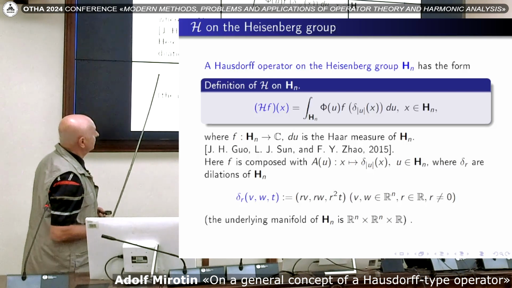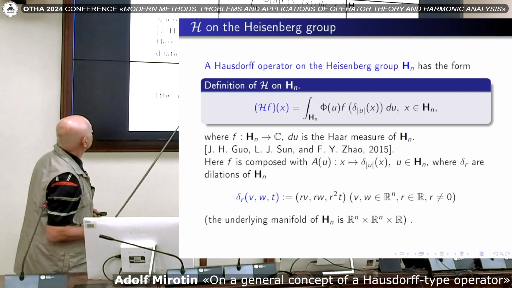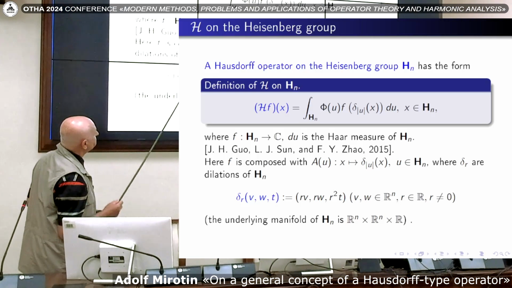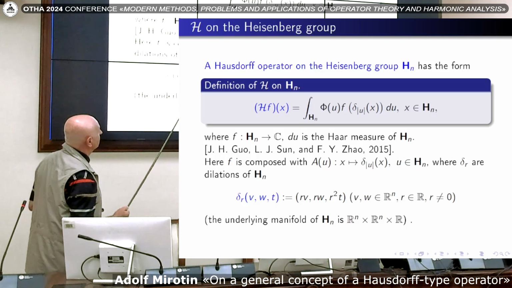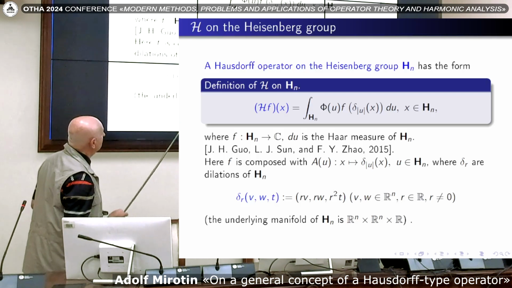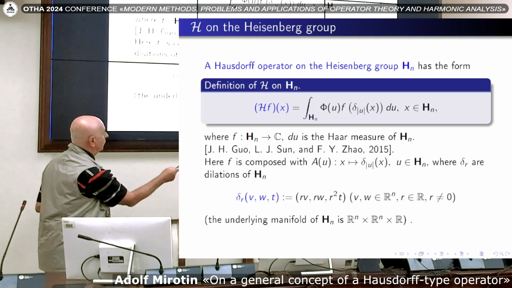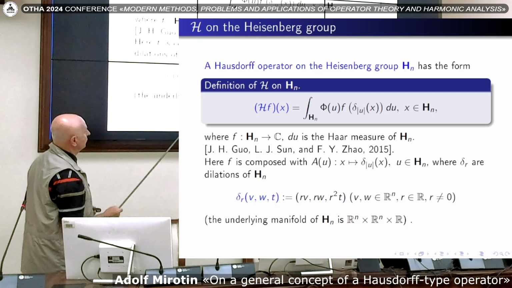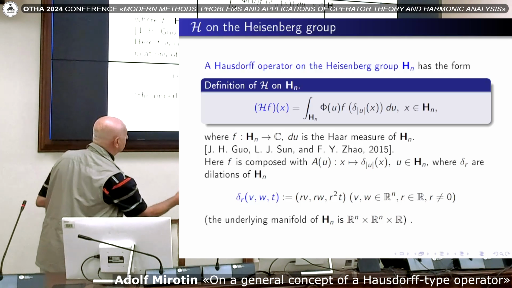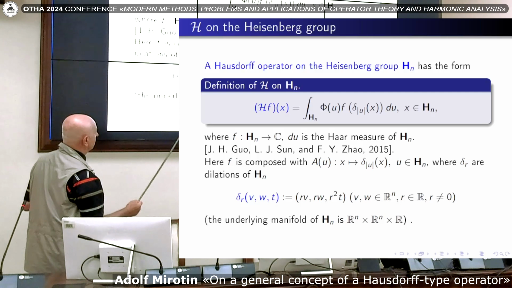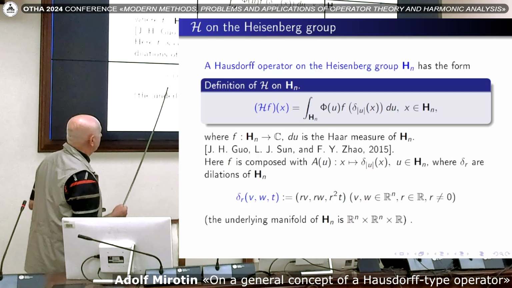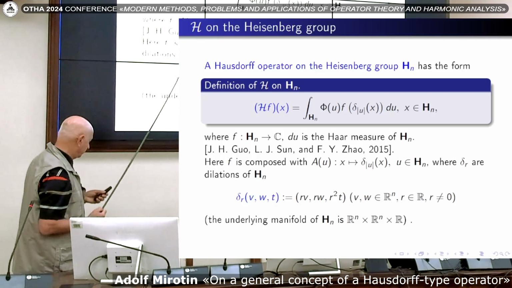A Hausdorff operator on the Heisenberg group H^n. This definition is due to Guo, Sun, and Zhao, 2015. And here H^n is, of course, the Heisenberg group. du denotes the Haar measure. Phi is a given kernel, and delta sub r for all real r are the so-called dilations of the Heisenberg group. The underlying manifold of the Heisenberg group is the following Cartesian product, and for an arbitrary point (v, w, t) from this group, the dilation delta sub r acts in a very simple form.